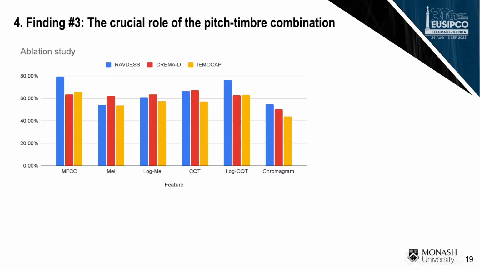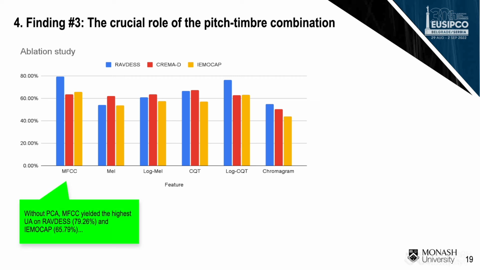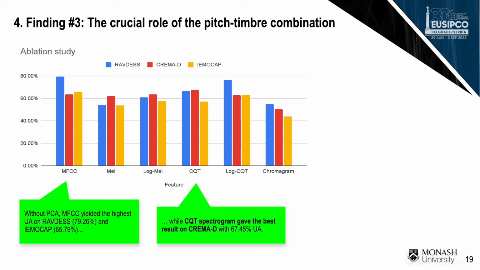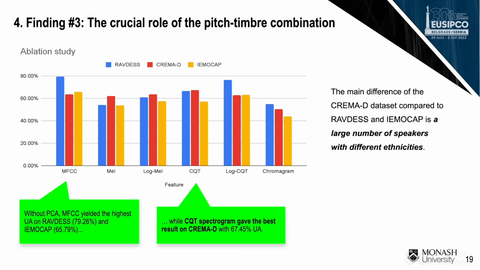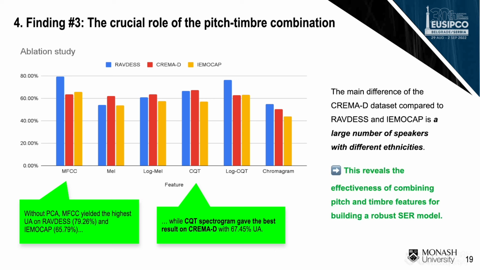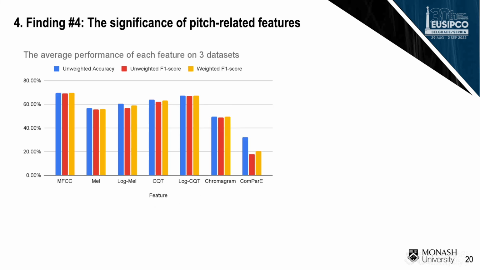Third, the ablation study shows that MFCC gave the highest accuracy on the RAVDESS and the IEMOCAP datasets. Nevertheless, on the CREMA-D dataset, the CQT spectrogram achieved the best result. The main difference between the CREMA-D dataset and the rest is a large number of speakers with different ethnicity. This reveals the effectiveness of the pitch-timbre combination in building a robust SER model.